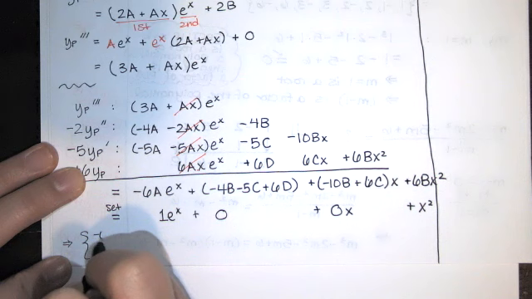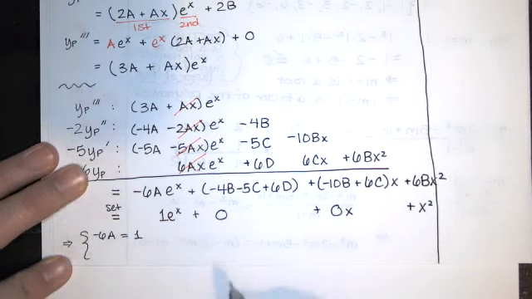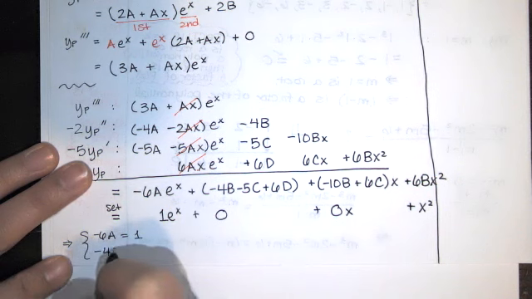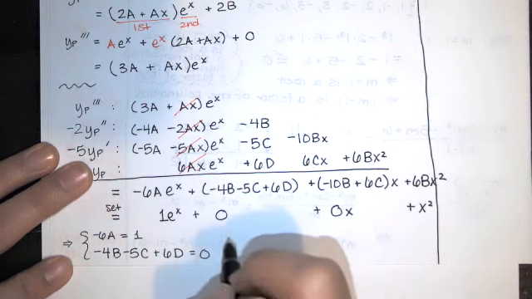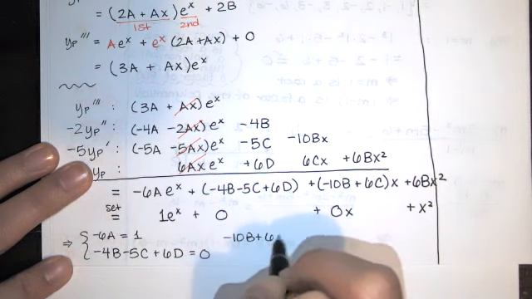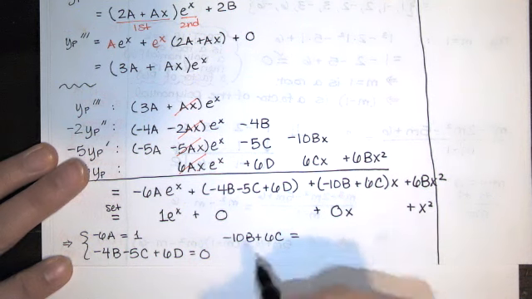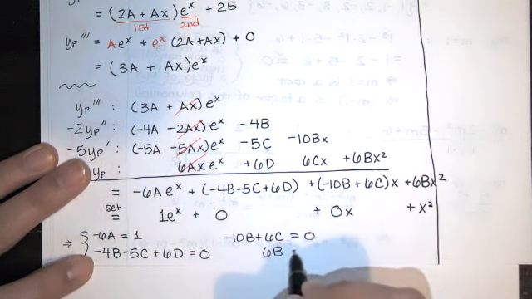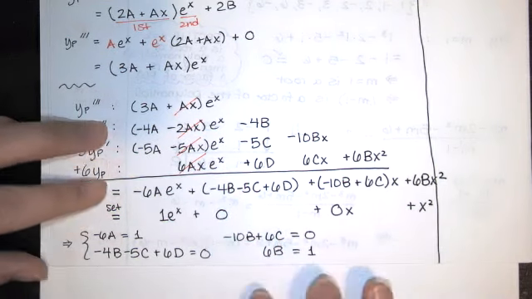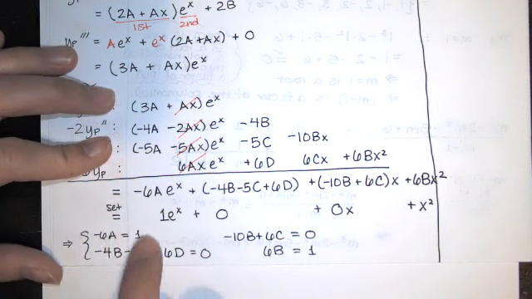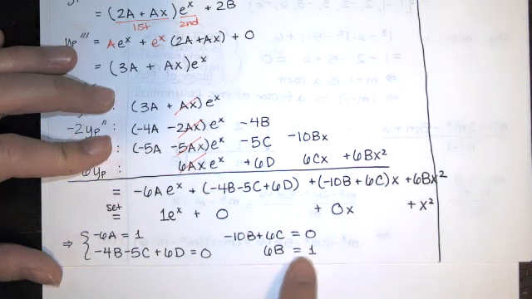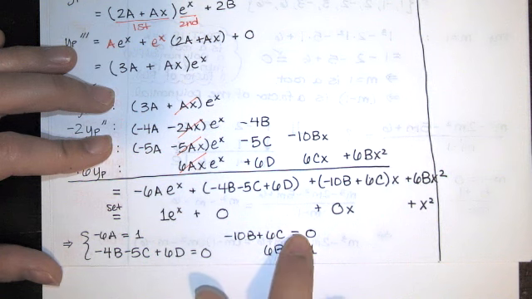So negative 6a must be equal to 1. And that constant term, negative 4b minus 5c plus 6d, must be equal to 0. And negative 10b plus 6c must be equal to 0. And 6b must be equal to 1. So I ran out of space on my paper here, but I've got 4 equations with 4 unknowns, and these two are really easy to solve. So we can use this to find A immediately. We can use this to find B immediately. And once we have A and B, we can use B to find C here. And once we have B and C, we can use B and C to find D.